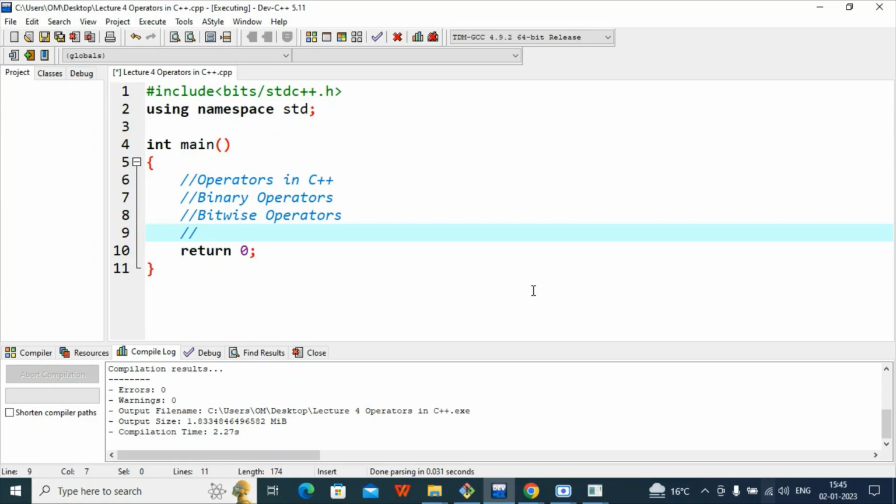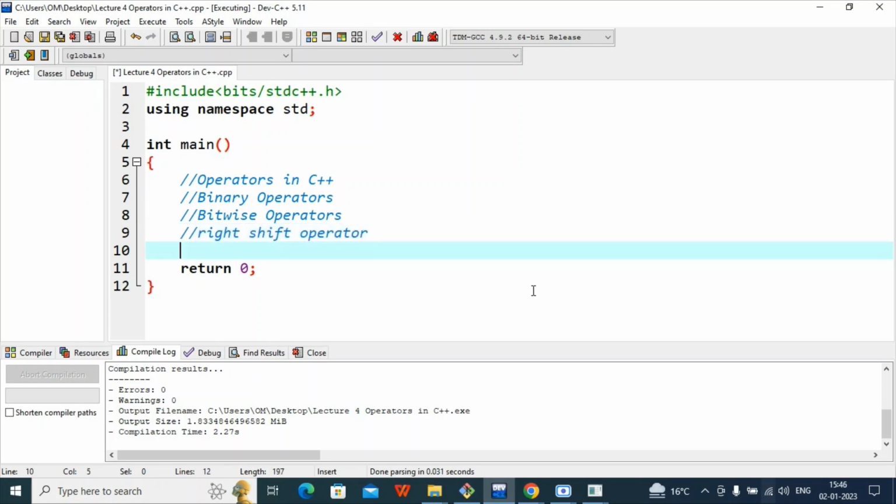Now the next operators, these are the most complicated, most complex operators, I can say. But if you will pay attention, you will get it next level, right? One is right shift operator. Right shift operator, I'll explain you very nicely, just pay attention, right? These are the very useful operators.